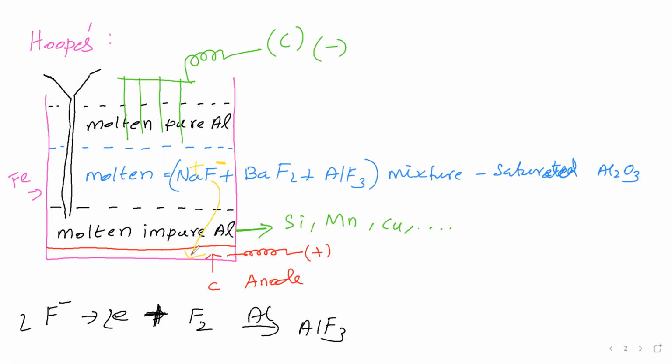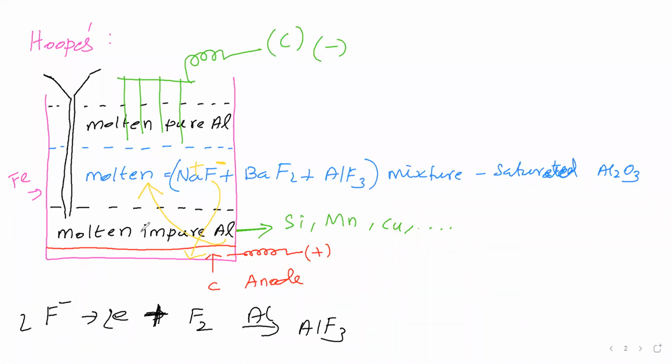That becomes F2 at this anode. That F2 converts this aluminum into AlF3. That AlF3 automatically goes to the middle layer, because AlF3 density is coinciding with that layer. AlF3 density is lesser than the bottom one. Therefore AlF3 goes to the middle layer.